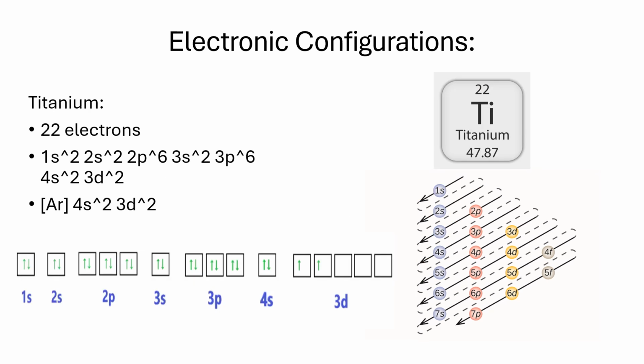Next, we have titanium. Titanium has 22 electrons, and it goes through the 1s, 2s, 2p, 3s, 3p, 4s, and some of the 3d. The amount of the 3d is 2. It can also be expressed as argon 4s2, 3d2.